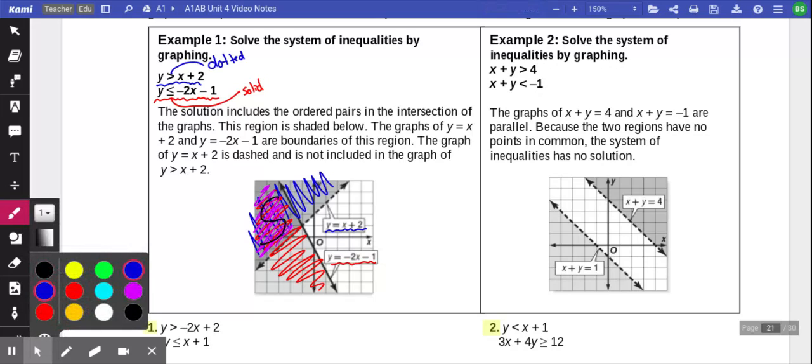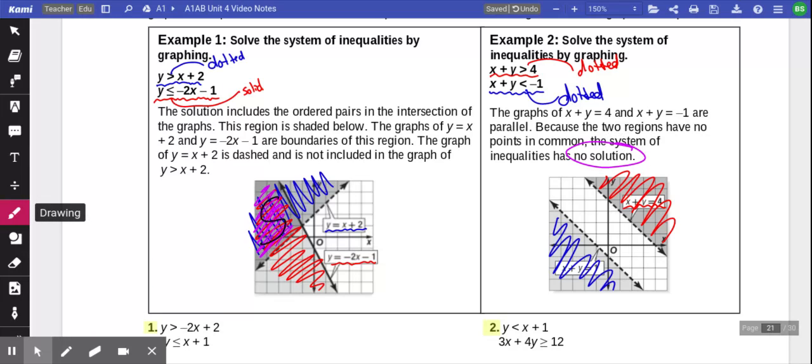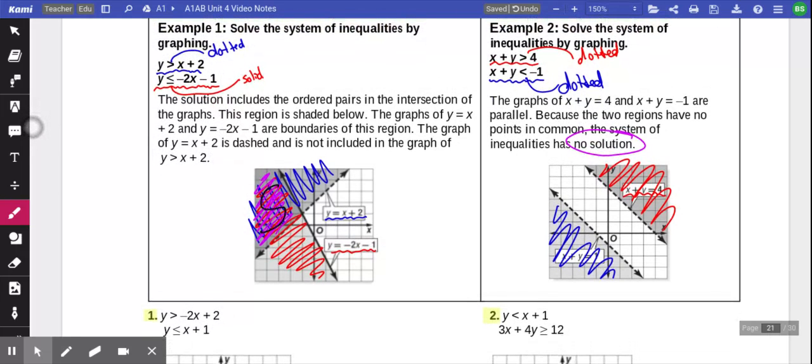If we take a look at the next one, x plus y is greater than 4. We have the line x plus y is equal to 4, but we make it dotted, and it's shaded up to the right. Then we also have x plus y is less than negative 1, once again also dotted, but that's shaded down. You notice there's no overlapping region here. So in this case, we would have no solutions. If there is no overlapping region, then our answer would be no solutions, because whatever x and y values or points we pick need to work for both.